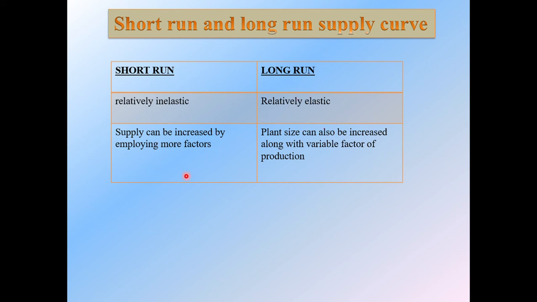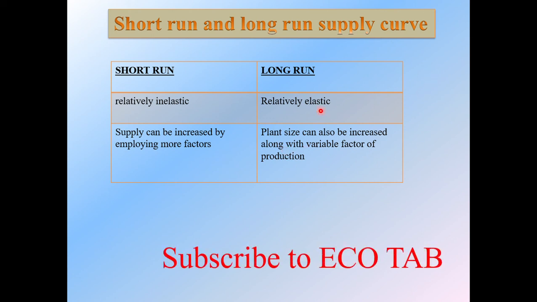Supply can be increased by employing more factors. Plant size can also be increased by other variables of production. Supply of a commodity can be increased only by employing variable factors. What are variable factors? ऐसे factors जो change हो सकते हैं, जो vary करते हैं, वो short run में आते हैं. In the long run, the plant size or the production capacity can also be increased by employing new methods or new technologies. Thus, the plant size can also be increased with variable factors.